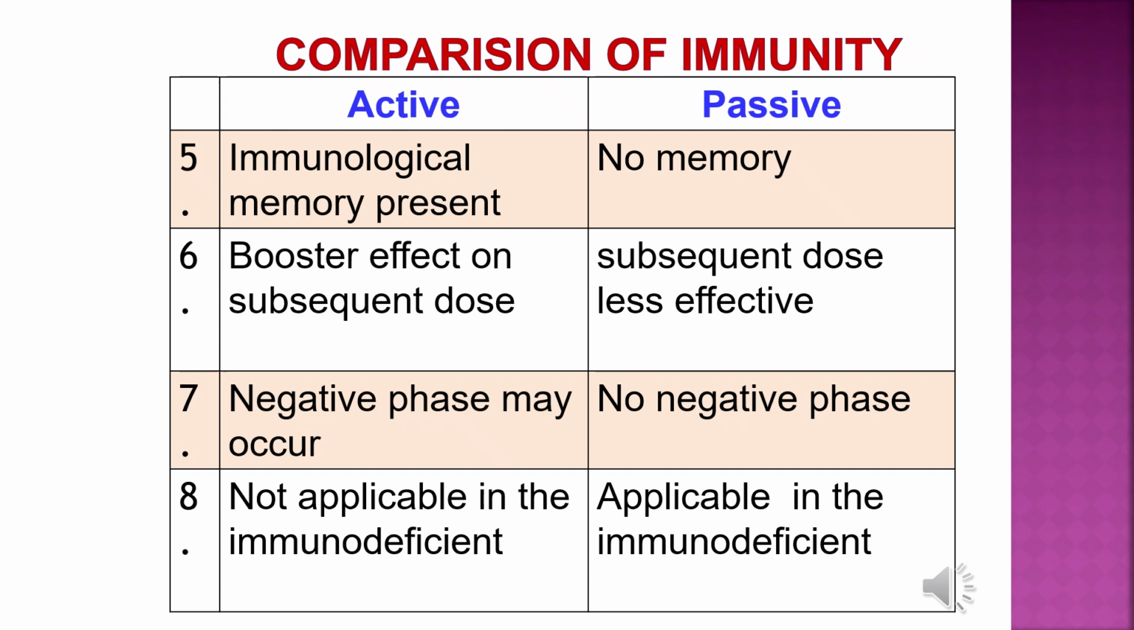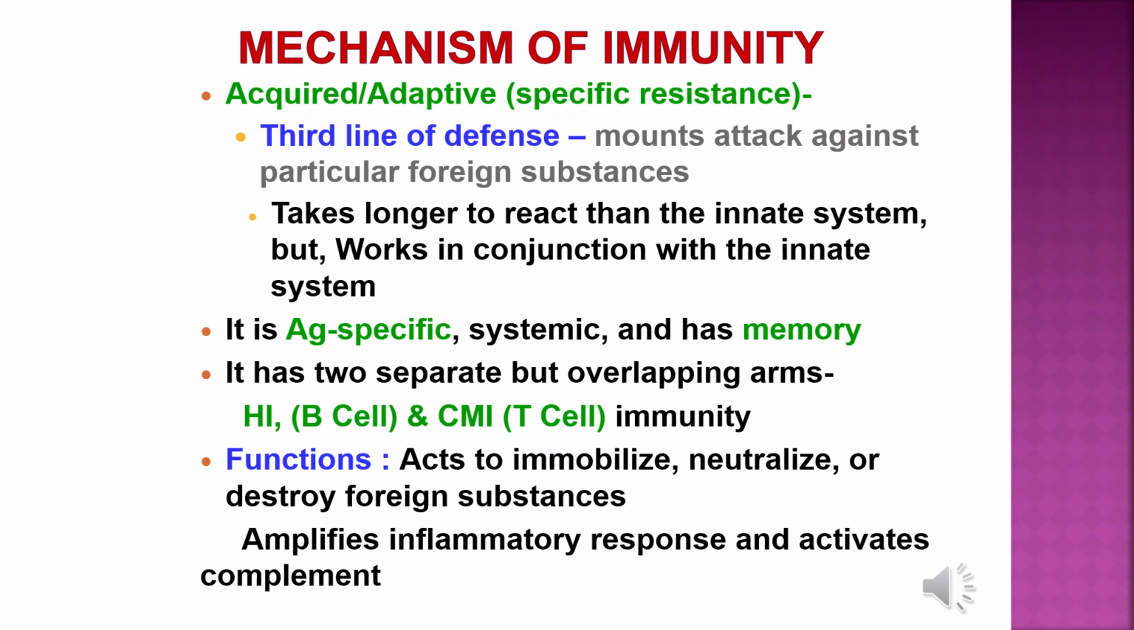In active immunity, immunological memory is present, and a booster effect on subsequent dose is present. The negative phase may occur because of the previous antibodies, and it is not applicable in immunodeficient persons. In passive immunity, there is no memory, and a subsequent dose is less effective, but there is no negative phase, and it is applicable in immunodeficient people. Then mechanism of immunity. In acquired or adaptive immunity, there is the third line of defense.